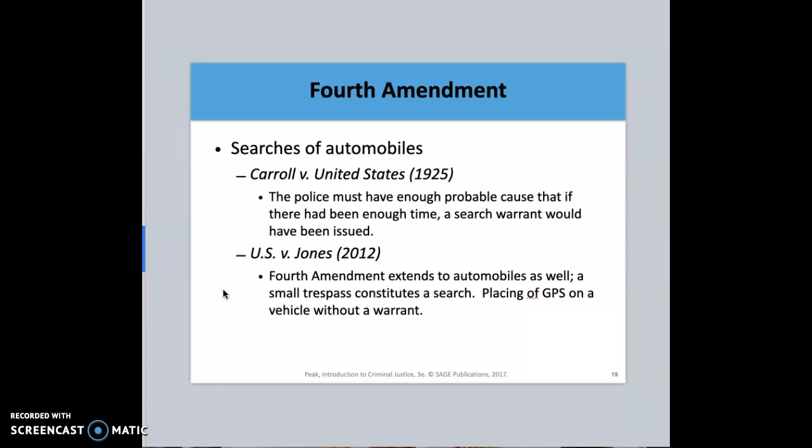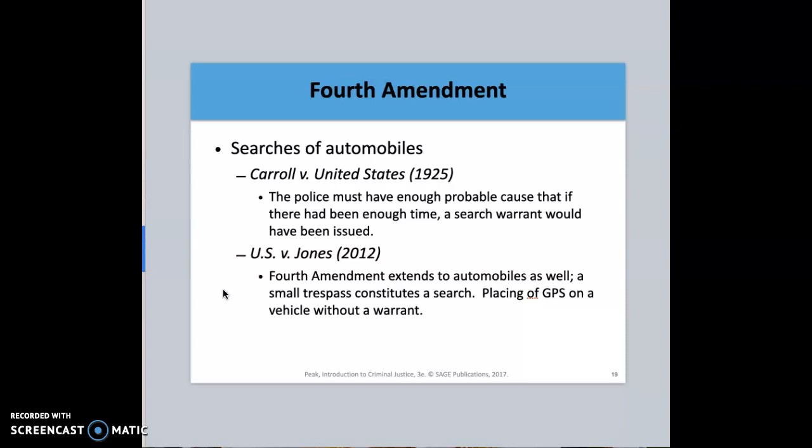Here, police placed a GPS device on a vehicle for an extended period of time and did not get a warrant. And the Supreme Court said that in order to place a GPS device on a vehicle, you need to get a warrant. Okay, prior to that, you didn't need to really get a warrant because the Supreme Court pretty much said a vehicle that's out in public, there's no expectation of privacy associated with that.